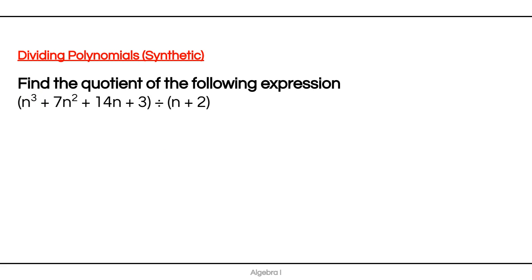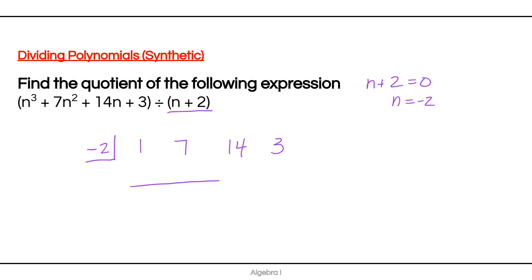All right, here is our next one. So our divisor is n plus 2, so we're going to do n plus 2 equals 0. So n is equal to negative 2. So negative 2 is going to go in our box. Our coefficients for n cubed are 1, 7, 14, and then 3. Skip the space.